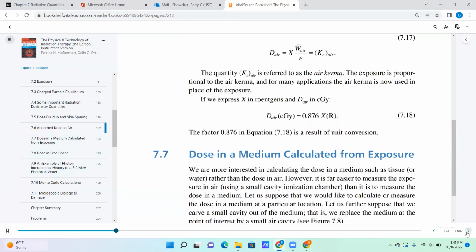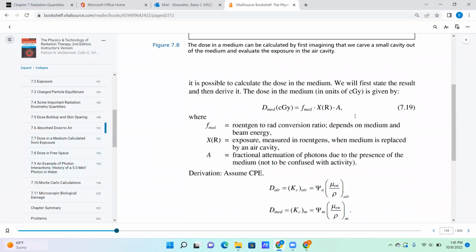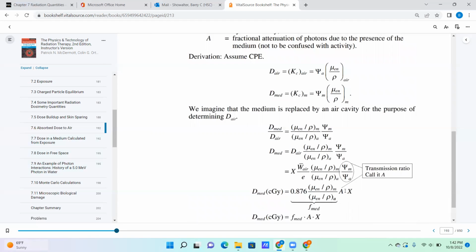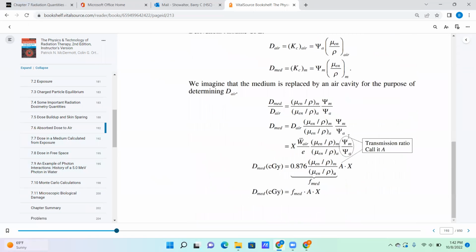Multiply by the exposure. And then we also have the value of A here, the fractional attenuation coefficient as well. So we know that all of these factors are going to be introduced. We also know here that the transmission ratio ends up becoming A. So we've got the 8.6 here times the X. The X can end up going over here. We know that this ratio here becomes A.